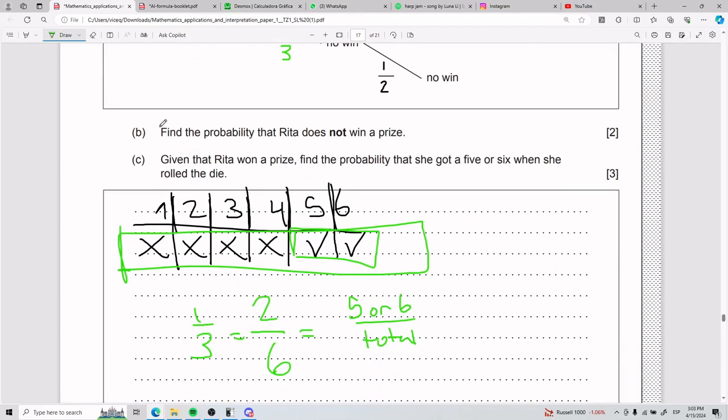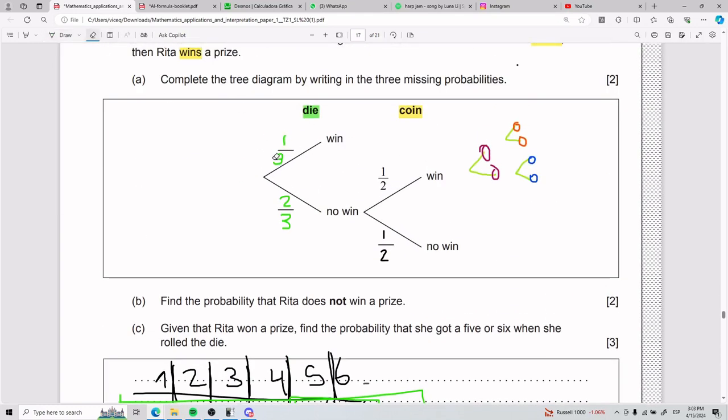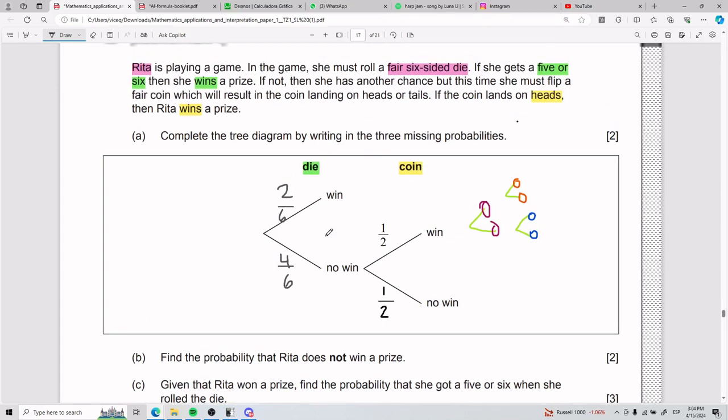For some of you, it might be more intuitive to leave it with the total amount. So if you want, you can leave it as winning is 2 over 6 and no win is 4 over 6. Both of them work. You don't have to simplify the fraction. The IB doesn't care about simplifying the fraction. I'm going to leave it simplified because later on it's just easier to do the math. So win is 1 over 3, no win is 2 over 3. So that is for part A.